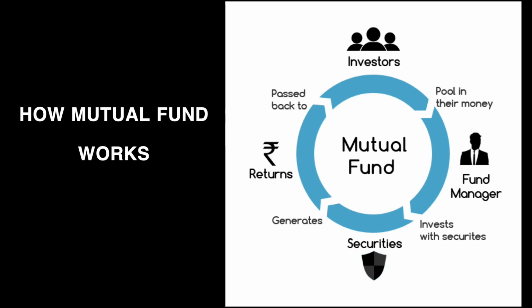Is that clear? So it starts with the investor, the money moves to the fund manager, the fund manager invests the funds in various securities, the securities will generate returns, and the returns are passed back to the investor. Is that clear? Hope you have understood what a mutual fund is and how exactly this concept works in reality.